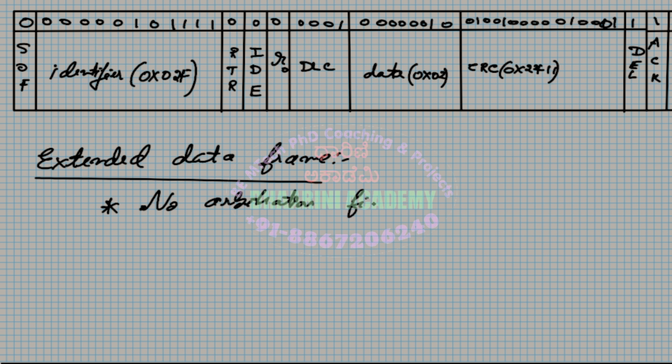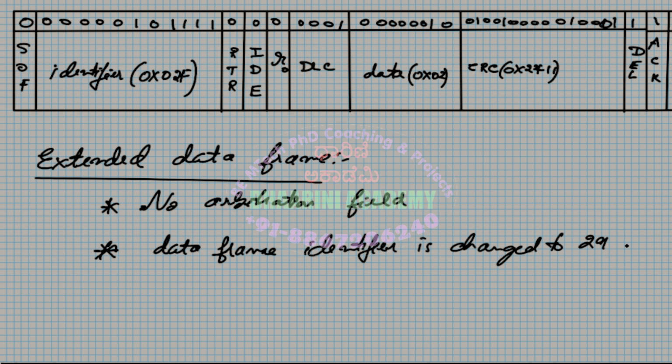No arbitration field in case of this, and the data frame identifier is changed to 29 bits instead of the original 11 bits. So originally it was 11 bits. Now you see it is extended. That's all. So that's how we get the extended frame.